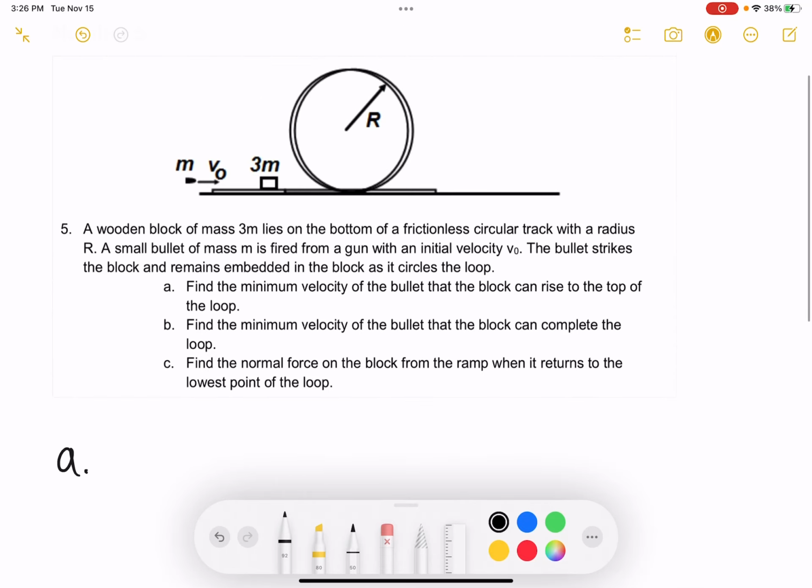So let's look at this question. This is a similar-ish question to some of the previous ones, where I'm putting together both a momentum part and something else. So for this one, let's go ahead and read the question.